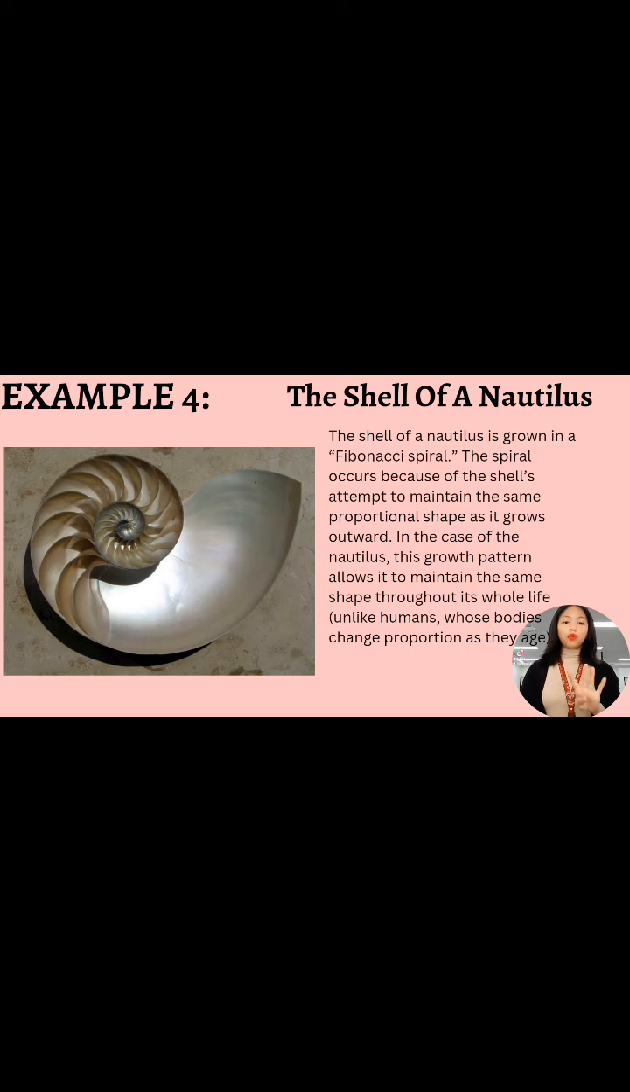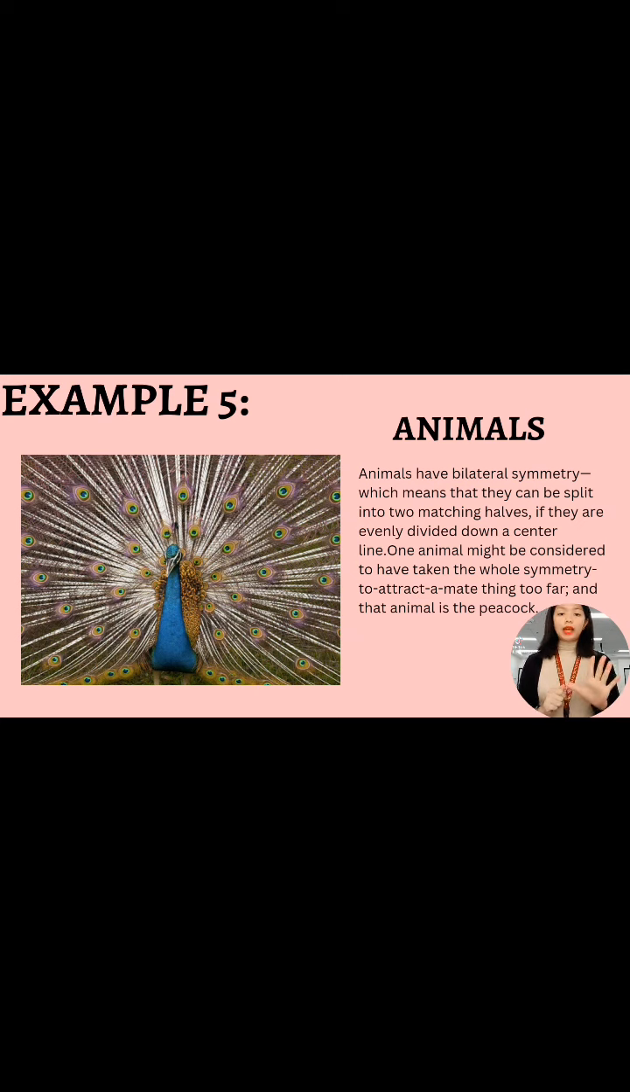Example number 4: the shell of the nautilus. As you can see in the picture, the shell of the nautilus is drawn as a Fibonacci spiral. Example number 5: animals. Animals have bilateral symmetry, which means they can be split into two matching halves. They can be evenly divided down a central line.